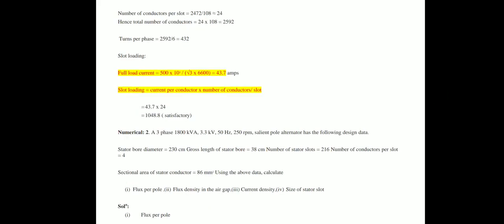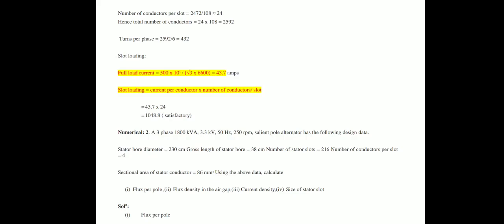Now number of conductors per slot is equal to 2472 upon 108, approximately coming to be 24. Hence total number of conductors is equal to 24 into 108, 2592. Turns per phase is equal to 2592 upon 6 is equal to 432.